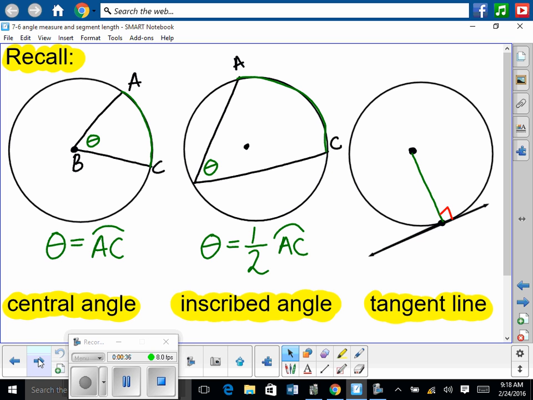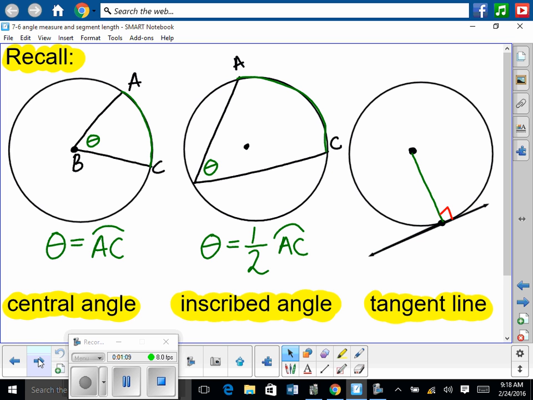So we know that a central angle starts from the center of the circle and works its way out. It equals its intercepted arc, right? So that angle will equal its intercepted arc. And then an inscribed angle has to start on the circle and work its way out. So the two chords work their way out, but it has to start on the circle. And that's called an inscribed angle. And we know that that angle will be half of its intercepted arc, right? So you take the arc length and divide it by 2. Or if you're given the angle, you multiply that angle by 2 to find the arc.